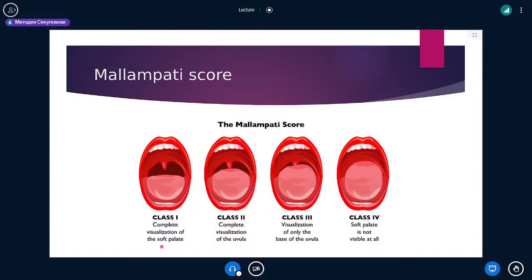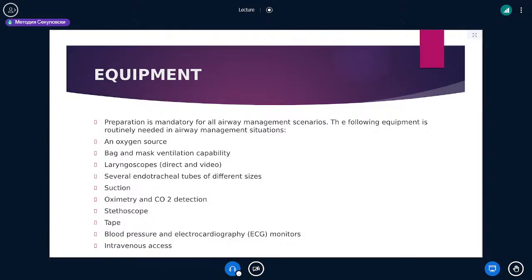Class 1 is normal, with complete visualization of the soft palate, and class 4 is when we don't see anything. Class 2 and class 3 are in between. The Mallampati score is important for all patients. We do this test before starting anesthesia, one day before, when we are preparing the patient for the anesthesia and surgical operation.